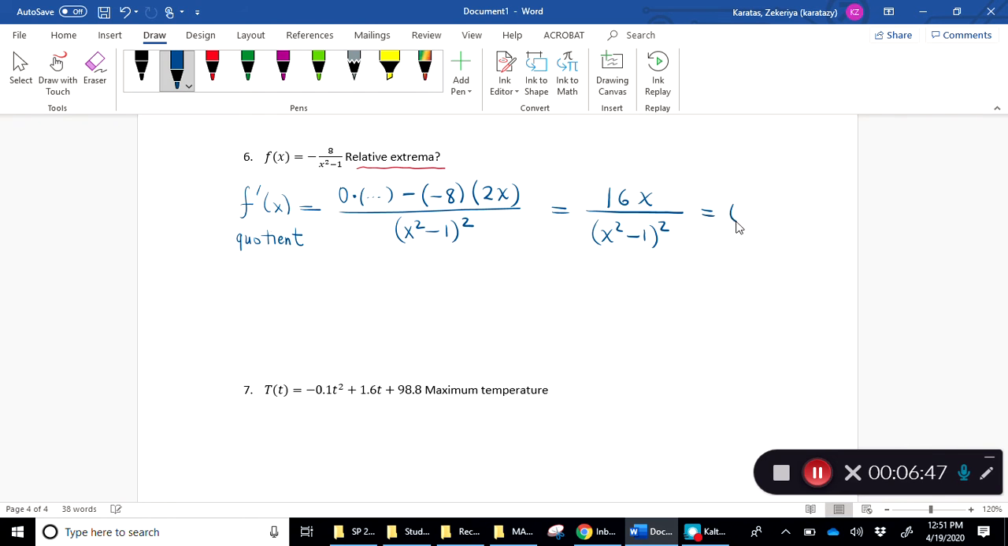And if you set that equal to 0, you see there are numbers at which it's not defined, does not exist, but those numbers are out of the domain. So here we have to make sure that x can't be negative 1 or positive 1.